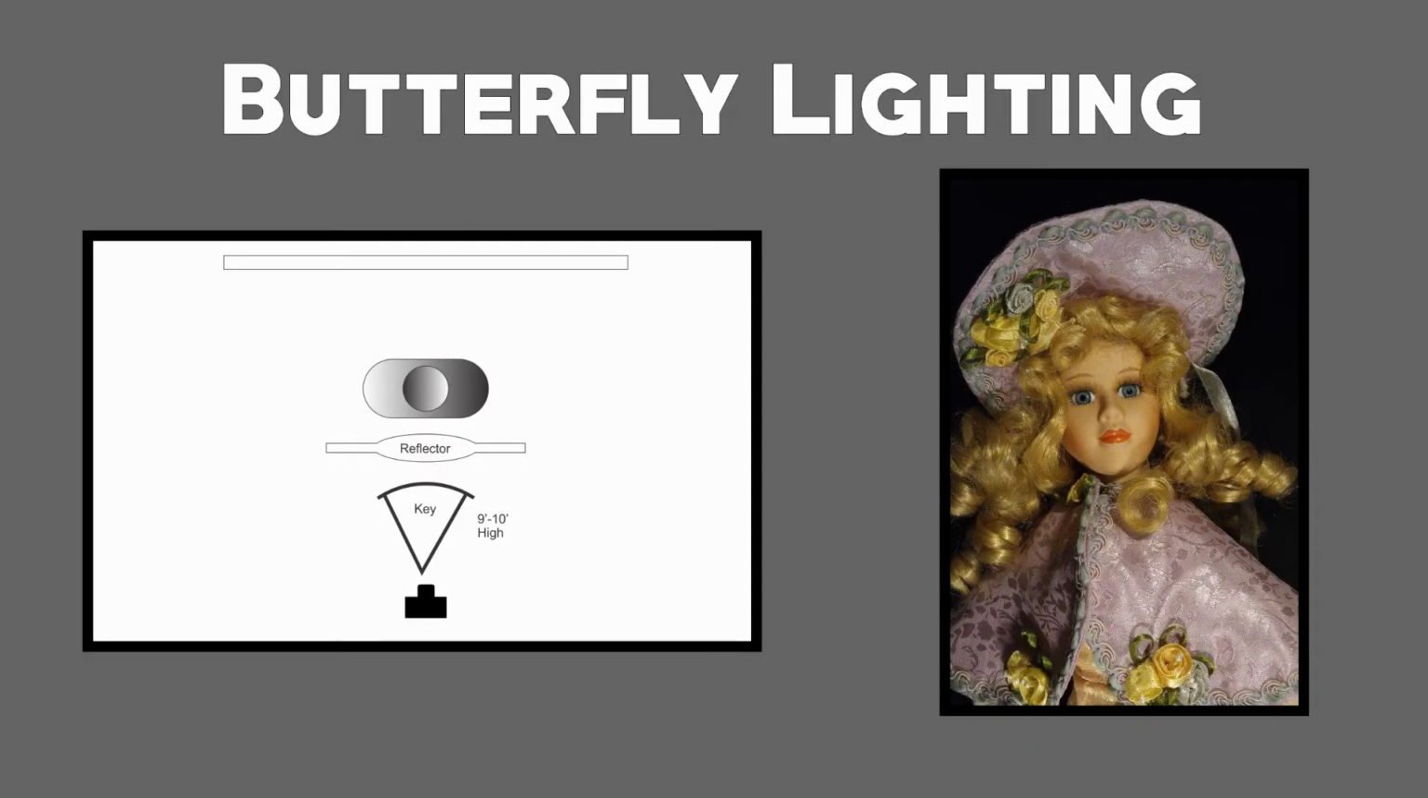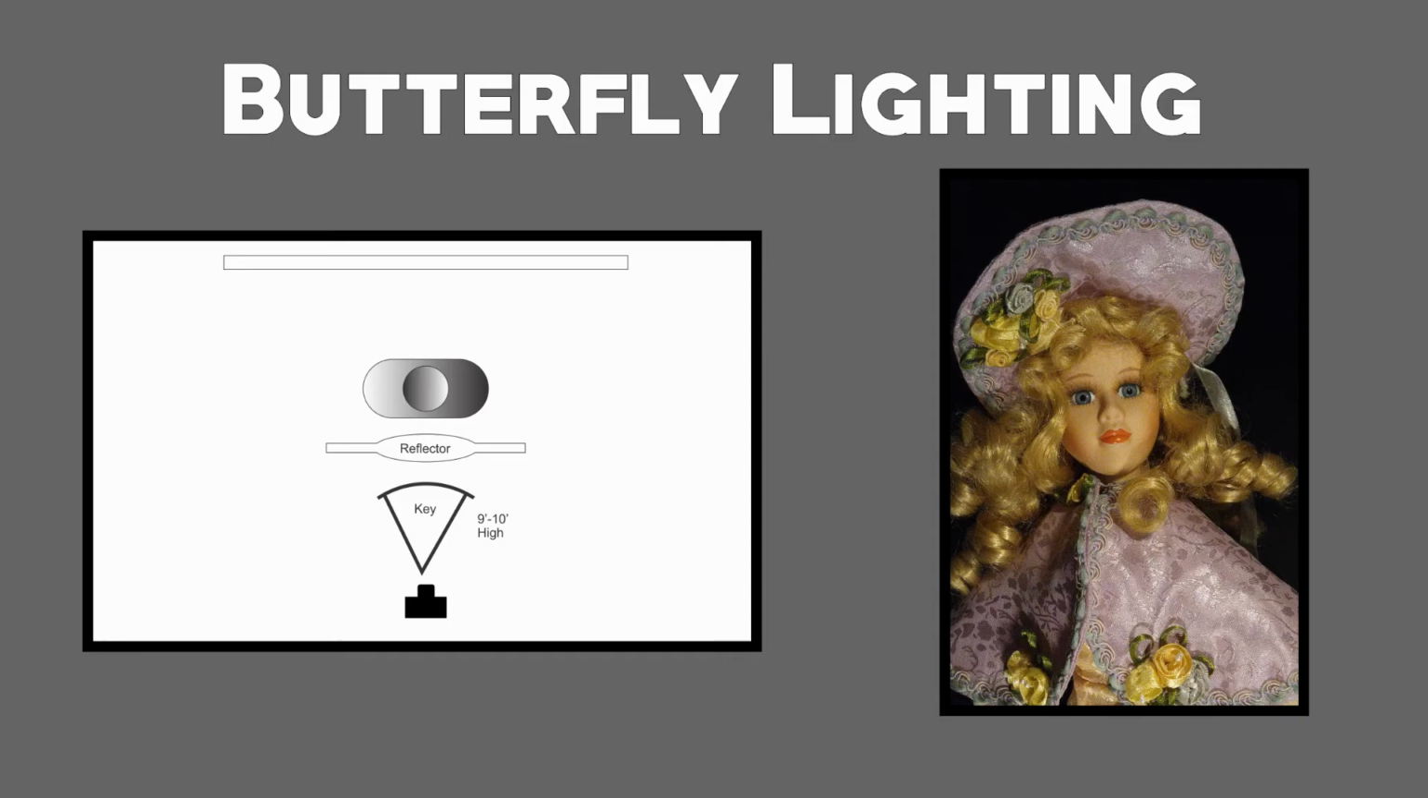Next, we have butterfly light. You can easily identify butterfly lighting as it creates a small shadow under the nose. The key light is typically placed about 5 feet in front of the subject and well above the head, angled downwards. You may want to use a small reflector close to the subject and reflecting upwards. This will create a strong jawline.